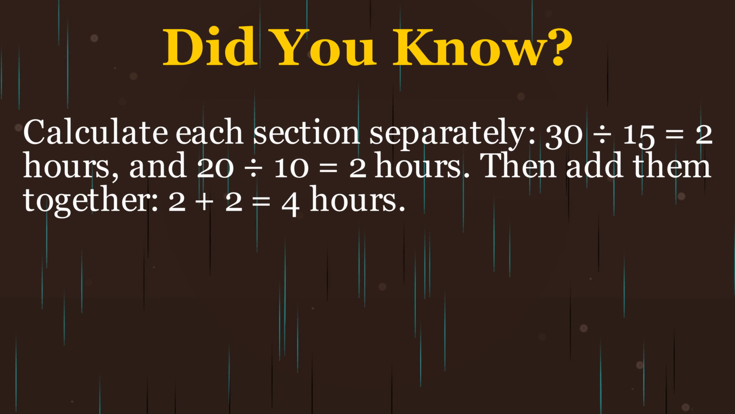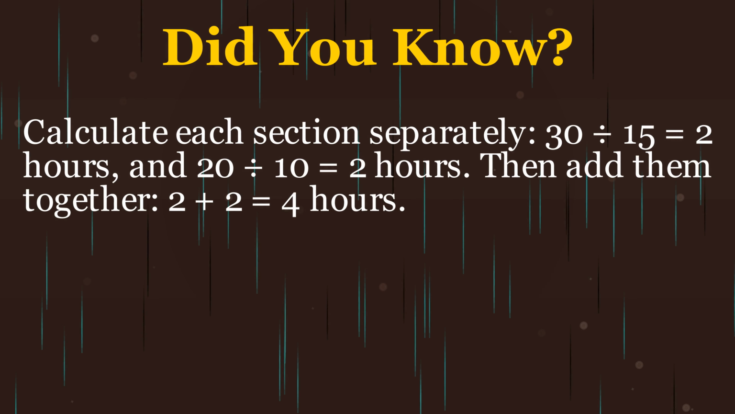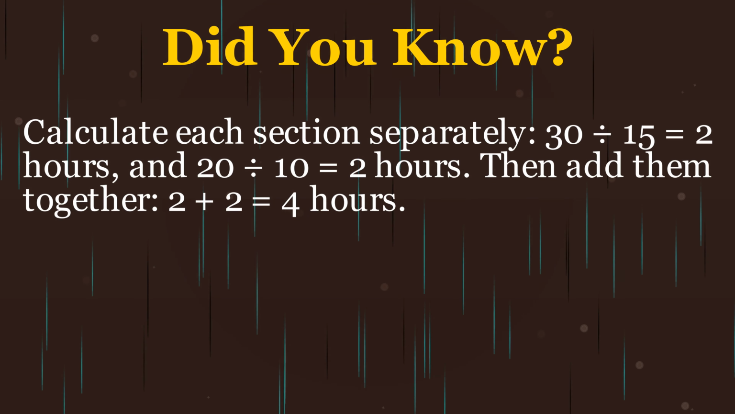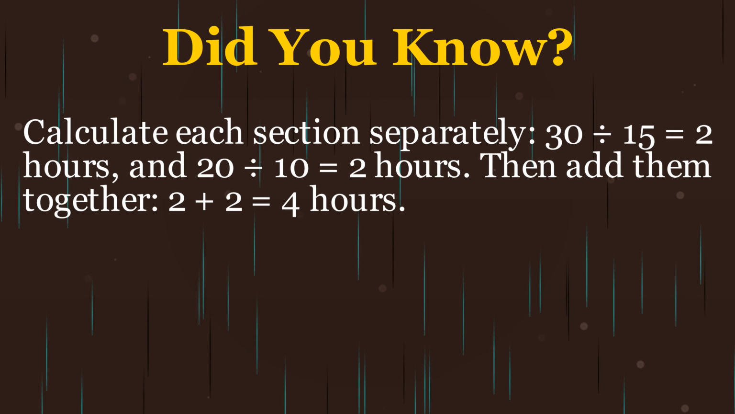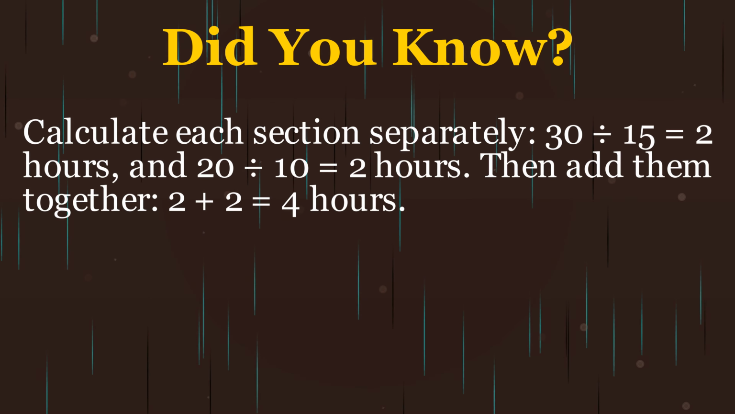Knowledge boost. Calculate each section separately. 30 divided by 15 equals 2 hours, and 20 divided by 10 equals 2 hours. Then add them together. 2 plus 2 equals 4 hours.